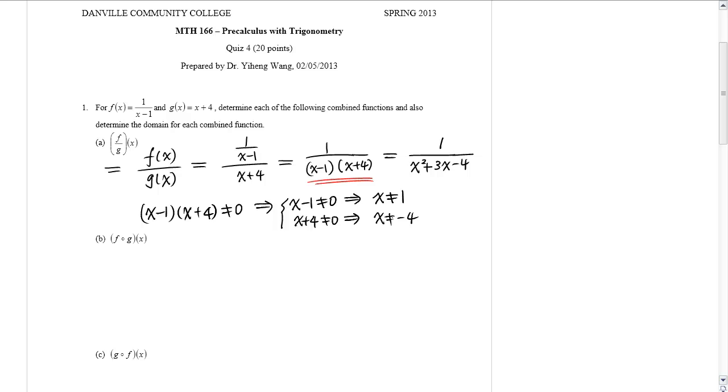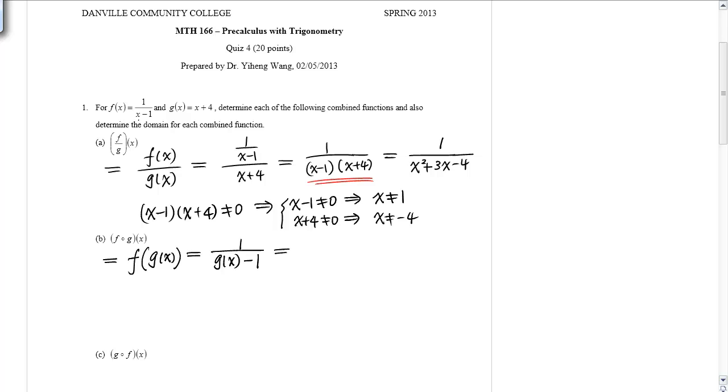Next problem is the composite function f composed of g. You can rewrite this as f of g(x), and you can evaluate the f function at x equals g(x). Therefore, plug g(x) into the original f(x) function, so the x in 1 over x minus 1 is now replaced by g(x). Just like evaluating the function at any given independent variable value.